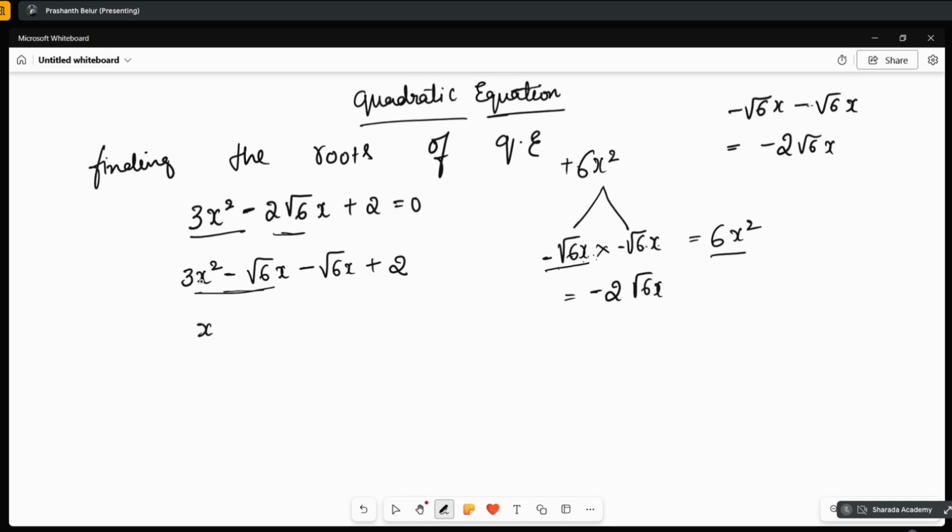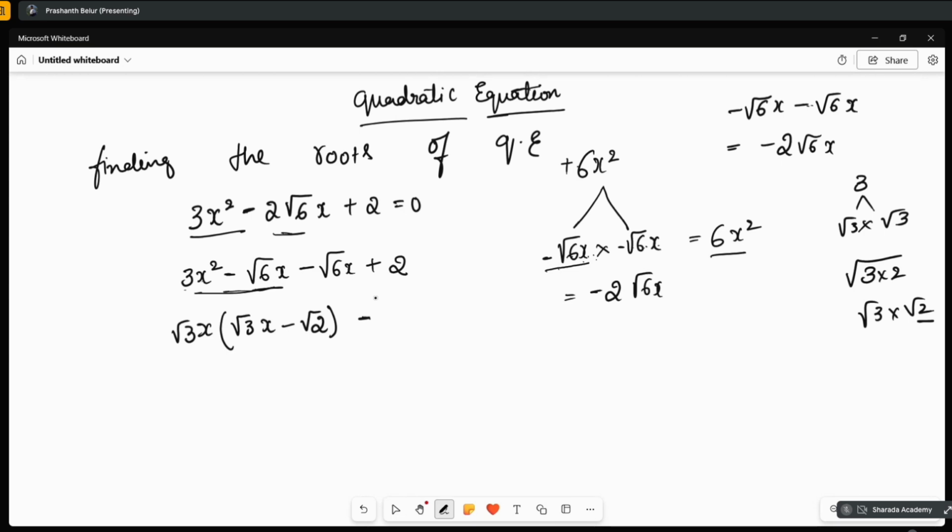So what term can I take common here? Root 3 I can take common. If I take root 3, what else is remaining? 3 I can write as root 3 into root 3, so one root 3 I take common. What remains is another root 3x. And here root 6 I can write as root 3 into root 2, so root 2 is remaining here, minus root 2.